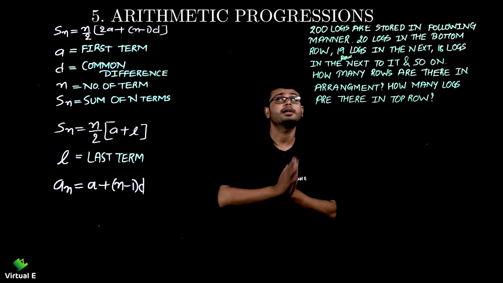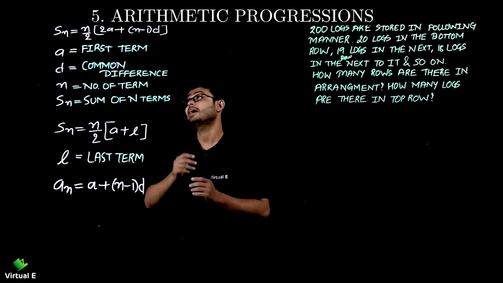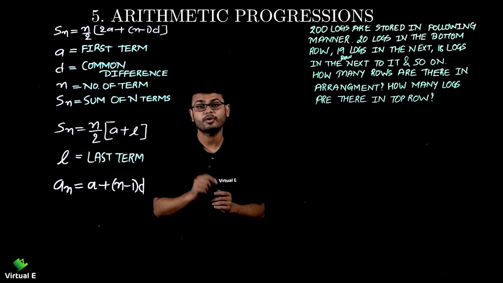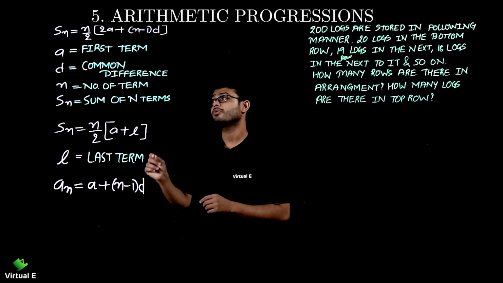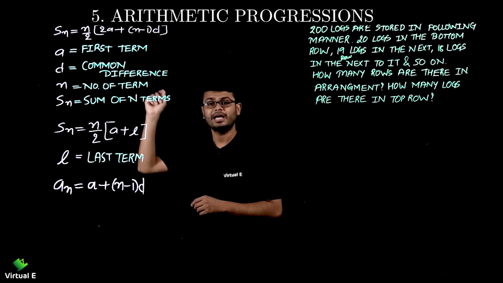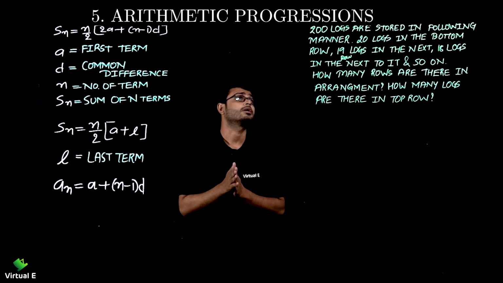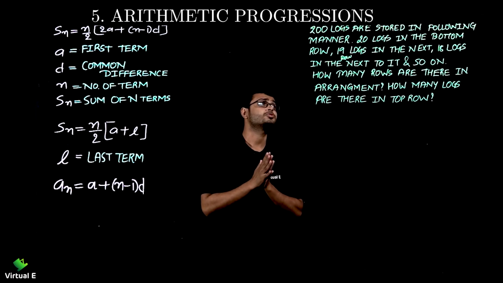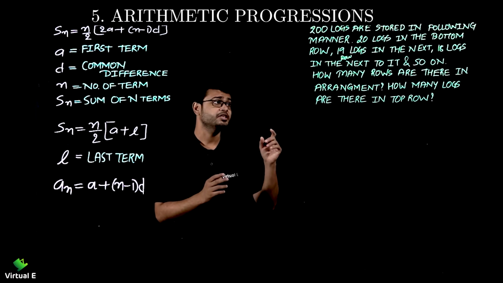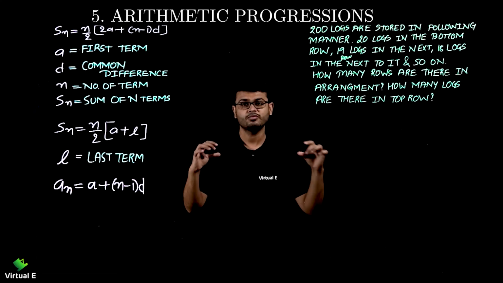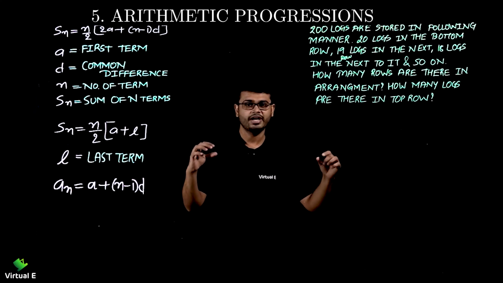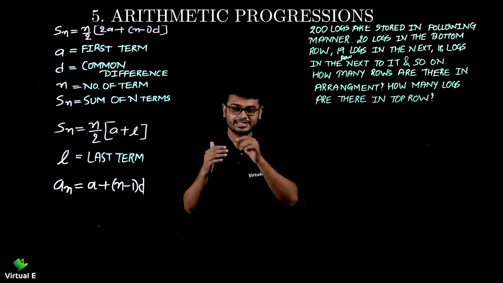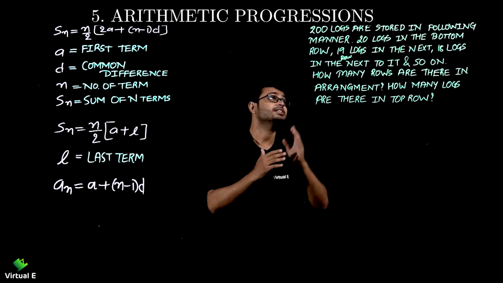What problem related to arithmetic progression, and with Sn we have discussed what problem related to An. Now we are discussing the what problem related to Sn. So let's do it. 200 logs are stored in the following manner. The arrangement is given. It's like how you arrange the wooden sticks 1 2 3 4 5 over it, then one less than in the next row, right? You can see in the figure.